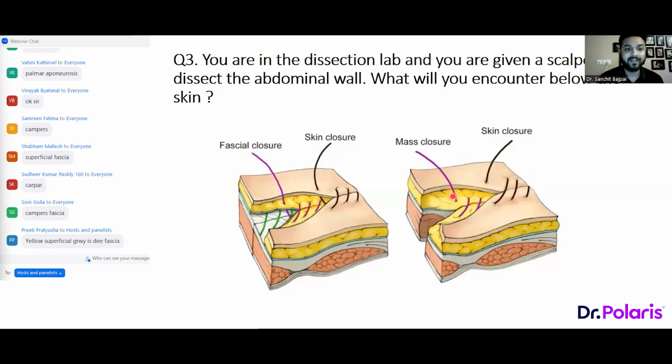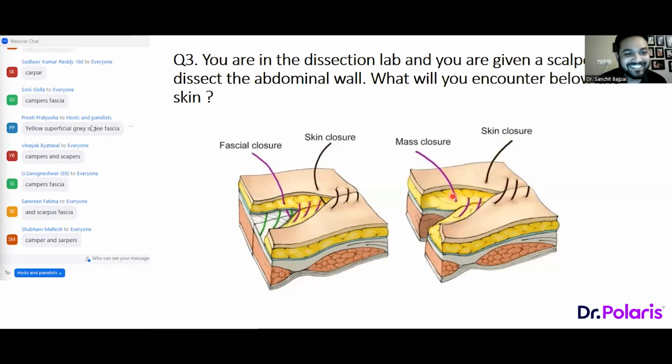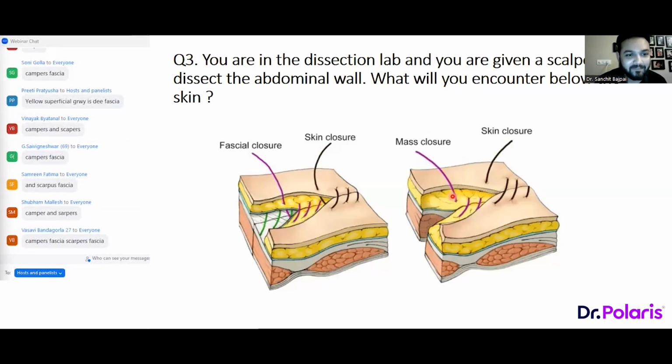So what exactly is there? Answers are there. I think everybody has understood this part. So again, Camper's and Scarpa's, everybody is right. Camper's is yellow. Scarpa is the membranous one. That is below. Camper's means above, Scarpa below. That is how we remember it.